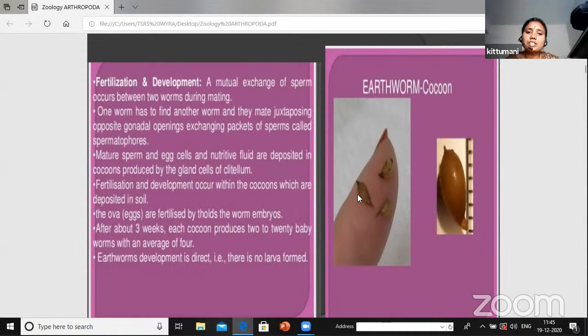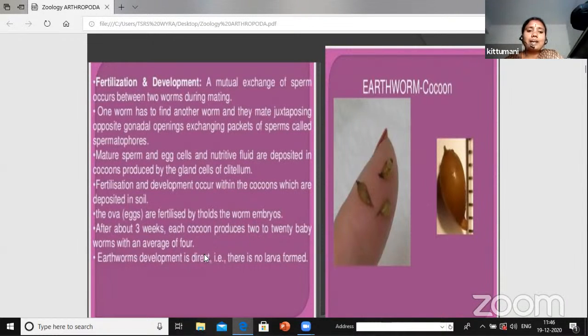Fertilization and development occur within the cocoons, which are deposited in the soil. The ova are fertilized and become worm embryos. After about 3 weeks, each cocoon produces 2 to 20 baby worms, with an average of 4. After 3 weeks, 2 to 20 baby worms are formed from one cocoon.